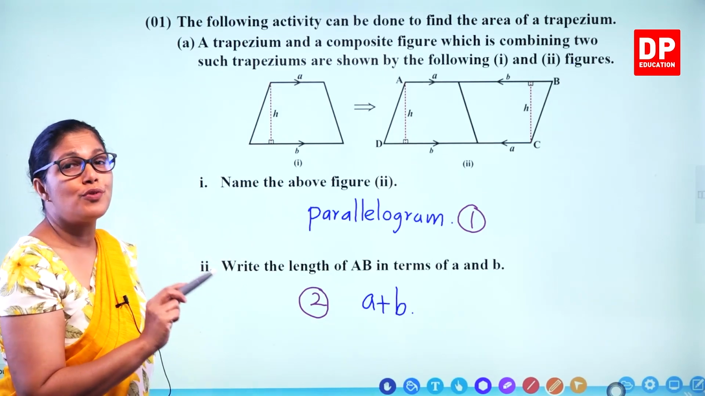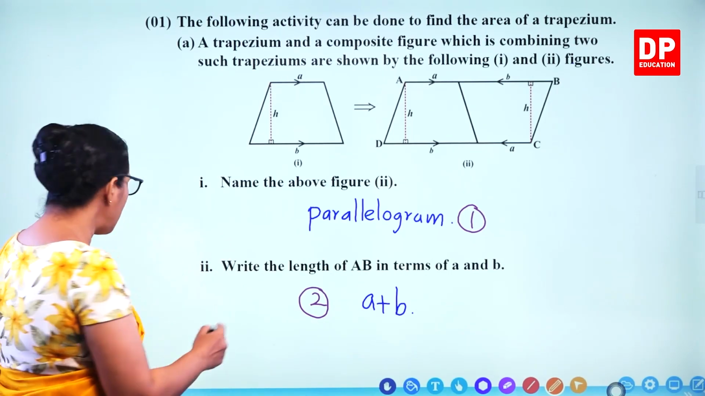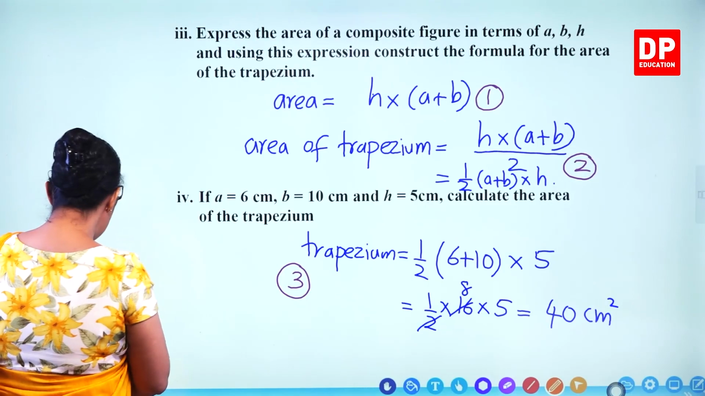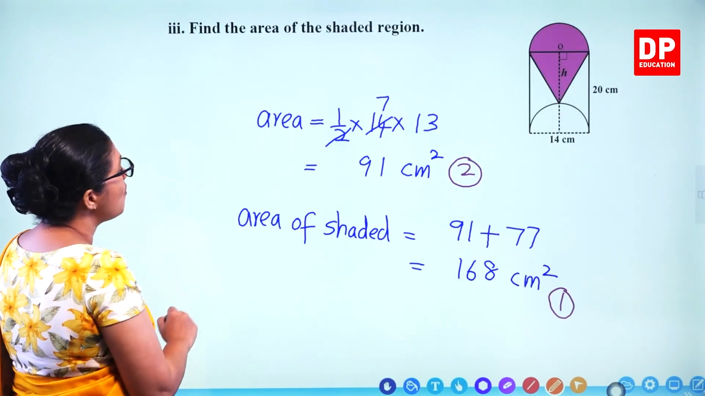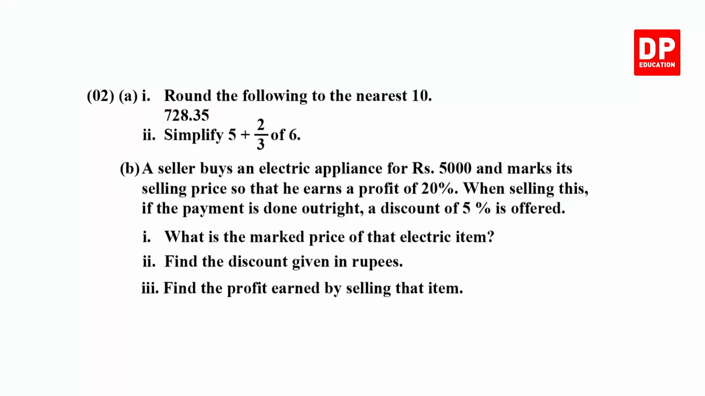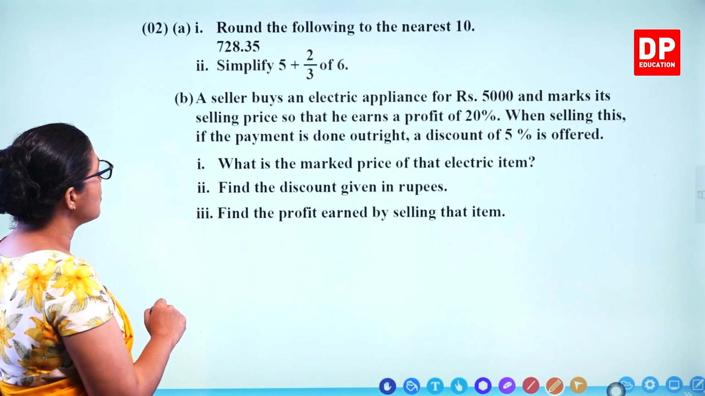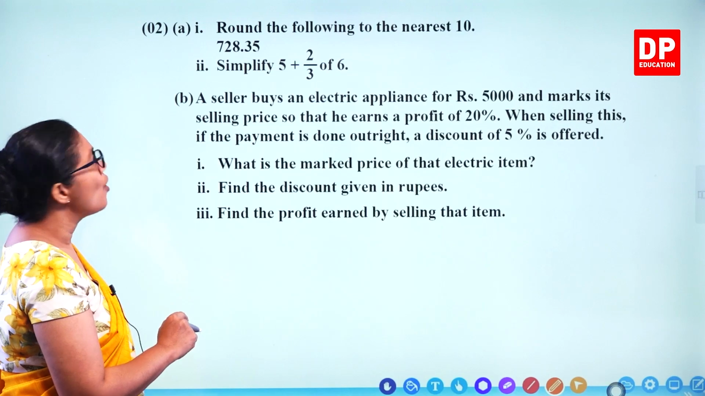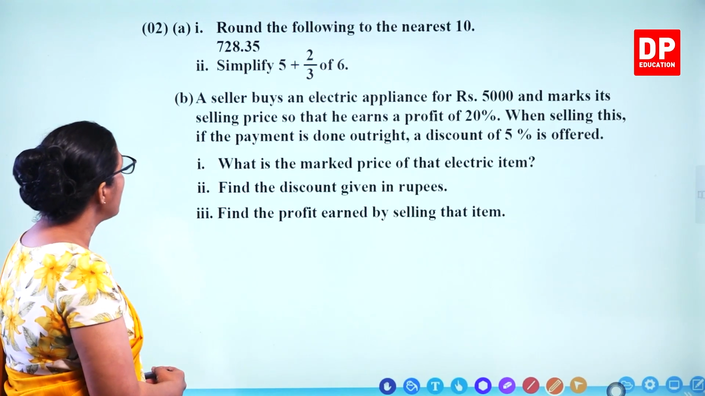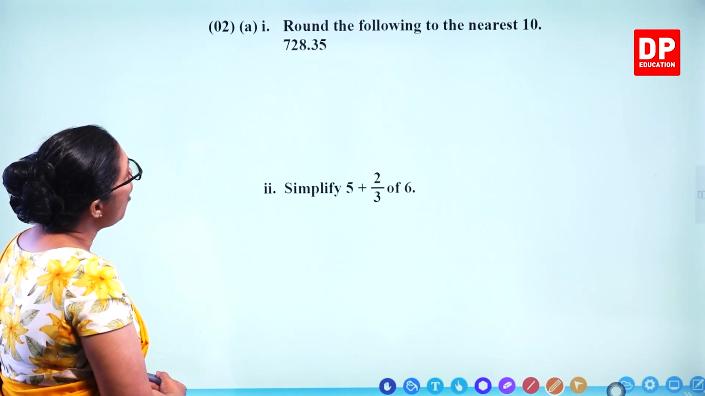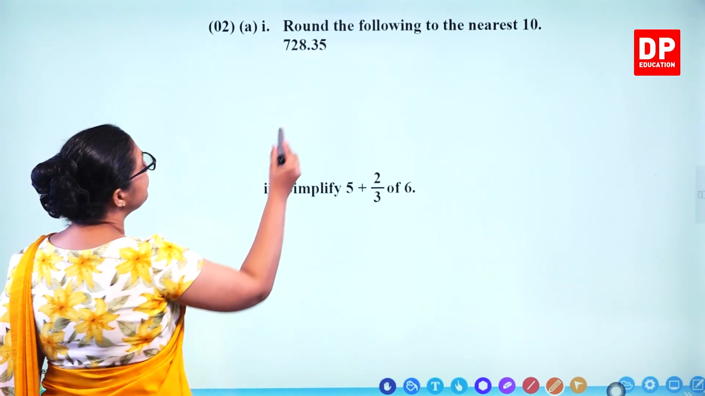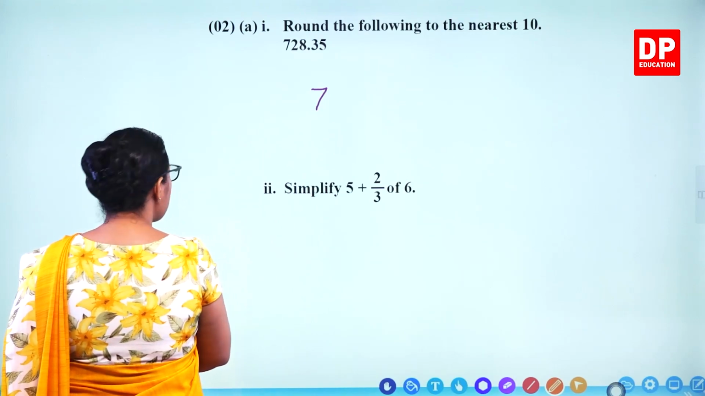So you have to do the first question. Now from the second question onwards you have to select only 4 questions. So let's see what the second question is about. Rounding, simplify and percentage questions are there. So we'll do question number 2 now. 2 parts are there. Part A, round the following to the nearest 10. So nearest 10.